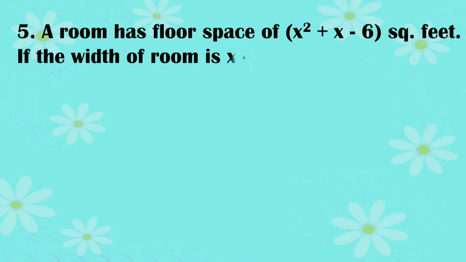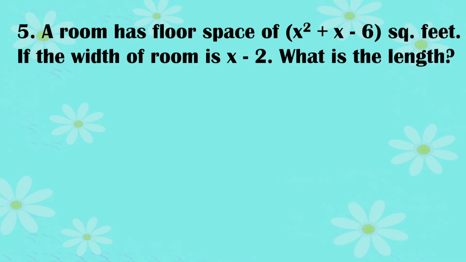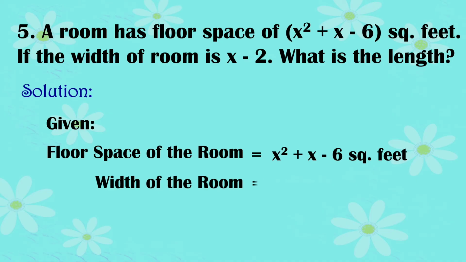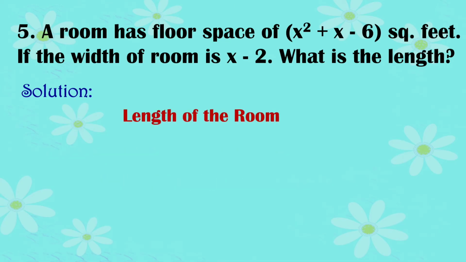So, let's solve number 5. A room has floor space of x squared plus x minus 6 square feet. If the width of the room is x minus 2, what is the length? So, solution natin. Ang given natin, floor space of the room is equals to x squared plus x minus 6 square feet, and width of the room is equals to x minus 2. And we're looking for the length of the room. So, ganun pa rin ang formula, A equals L times W.